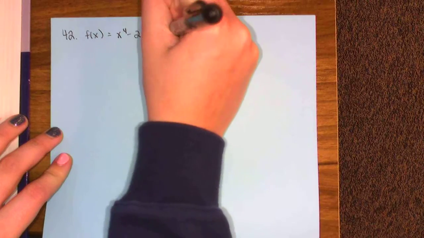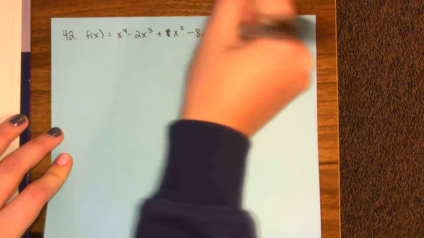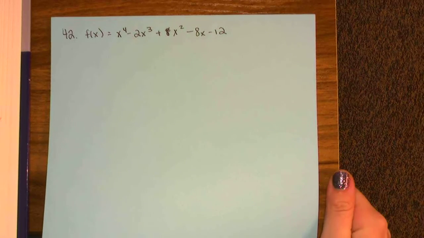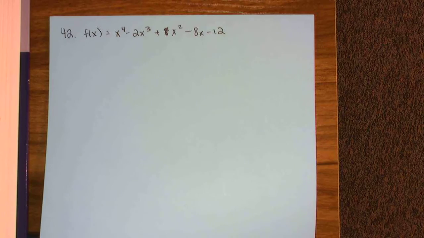42, we have f of x is equal to x to the fourth minus 2x cubed plus x squared minus 8x minus 12. And for these problems, it says to write the function as a product of linear and irreducible quadratic factors with real coefficients. So basically, it's a fancy word for we're going to put everything in parentheses.